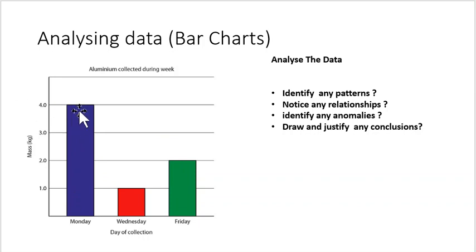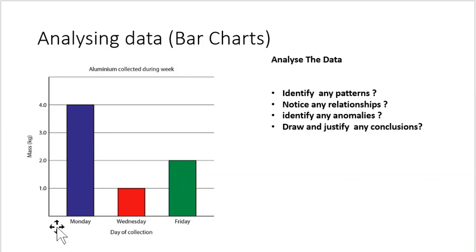So we can see here that we have four. If we read the graph, on a Monday you get 4 kgs of aluminium being collected. We can see that that drops off to the middle of the week. To a Wednesday, for example, that drops down to 1 kg. And then on a Friday it starts to creep up again up to about 2 kgs. So those are patterns that we can notice here.